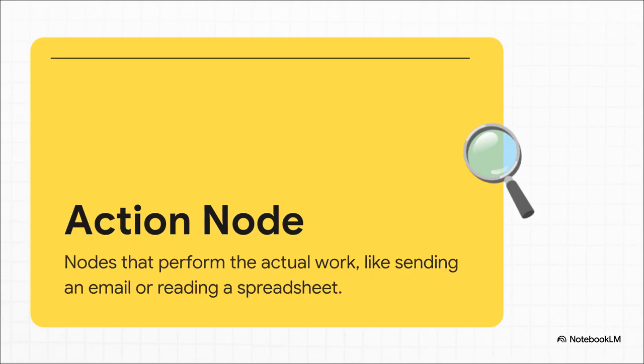Right, so once that trigger wakes the workflow up, the data flows right into your action nodes. And these are the nodes that do the actual heavy lifting. An action node might read a row from a Google Sheet, send out a Gmail message, or even transform some messy data. And the real beauty of this? You can chain together as many of these action nodes as you need to complete your entire business process. It's like a limitless set of digital Lego blocks.